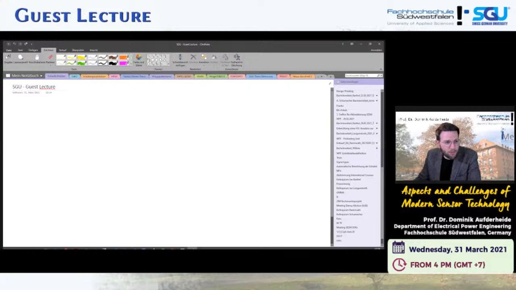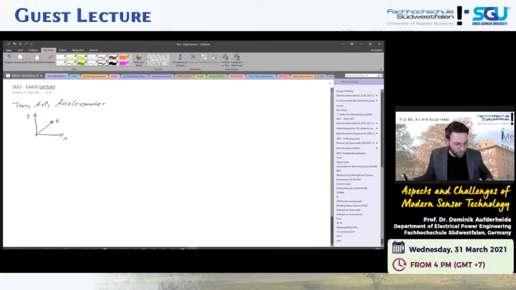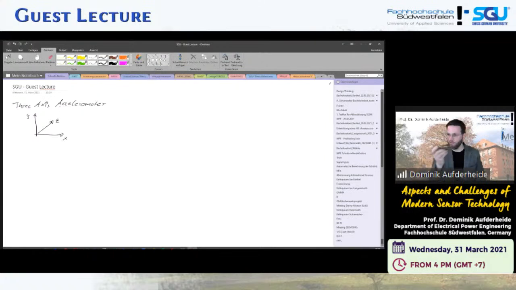Okay, so we have what we call three-axis accelerometers as the first set of sensors. That means that we have a 3D coordinate system, X, Y, Z, with the different dimensions, and this three-axis accelerometer measuring the translational acceleration across all these axes. So if I start moving it, I start accelerating it, and that is my sensor reading.